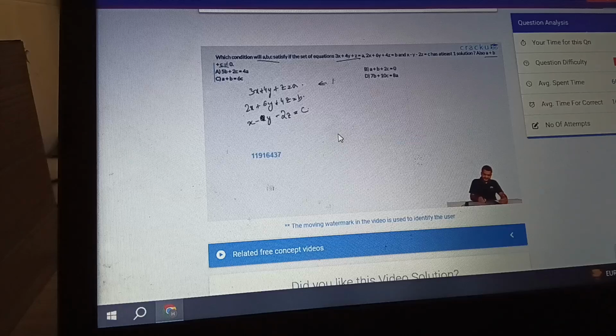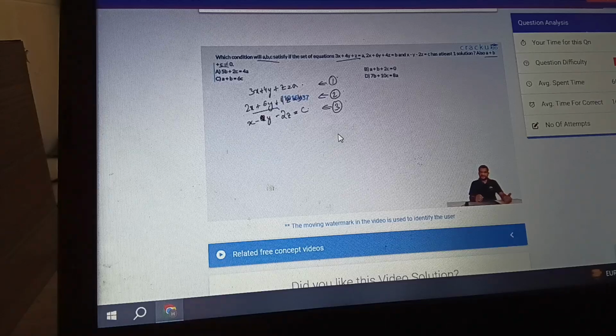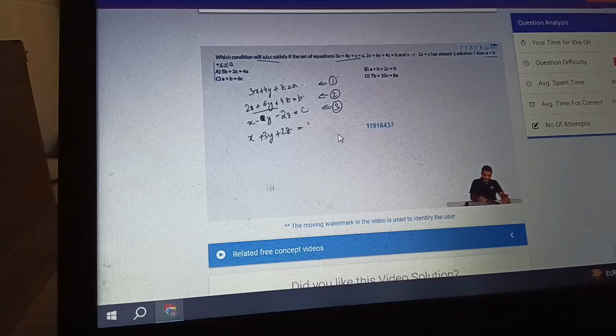So let us write the first equation as 1, the second equation as 2, and the third equation as 3. The second equation let us divide by 2 because the coefficients on the left hand side are all multiples of 2. If you divide it by 2, you will get x plus 3y plus 2z is equal to b by 2. Let us call this the second equation divided by 2.